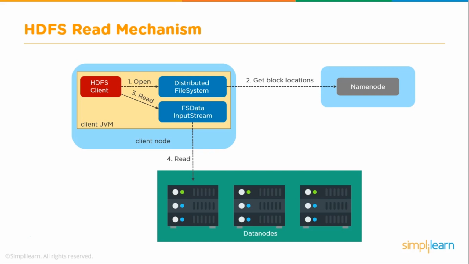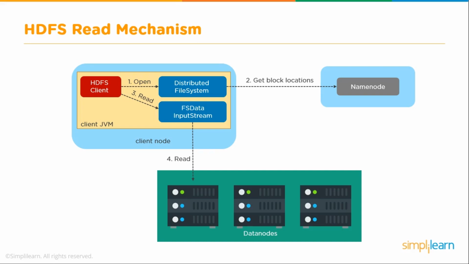Then the client reads data and performs a checksum, or you can say validation, right? And it also updates the client cache. Now this read method is called and repeated on the input stream till the end of the block. So this keeps happening in a repetitive way.